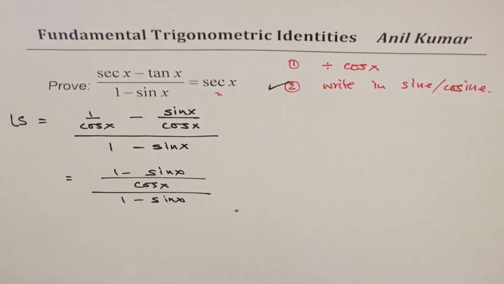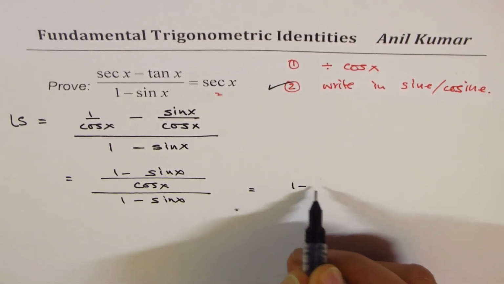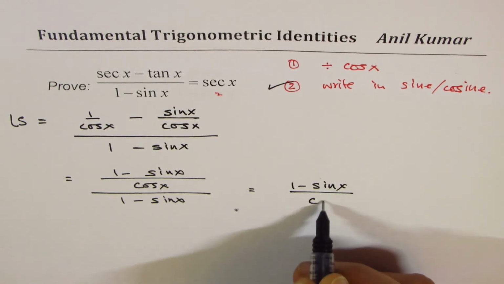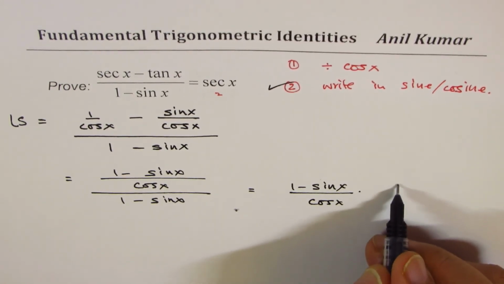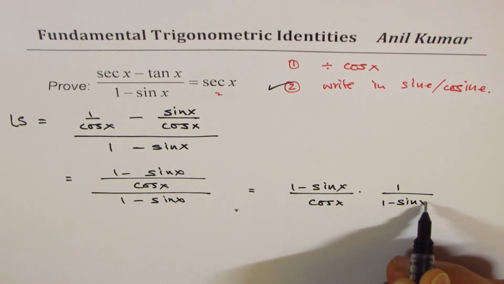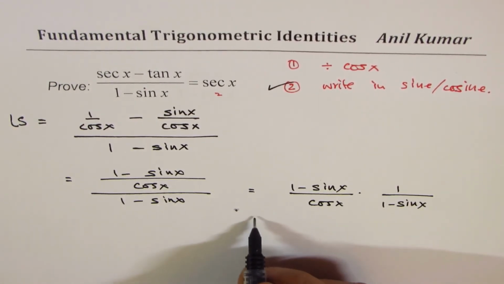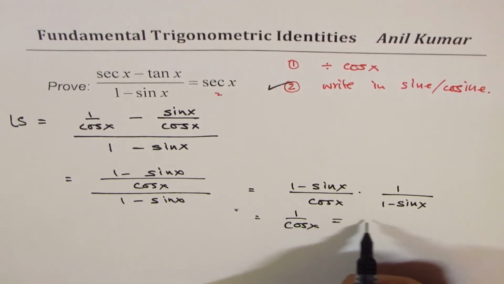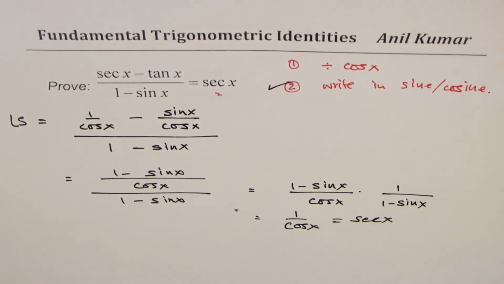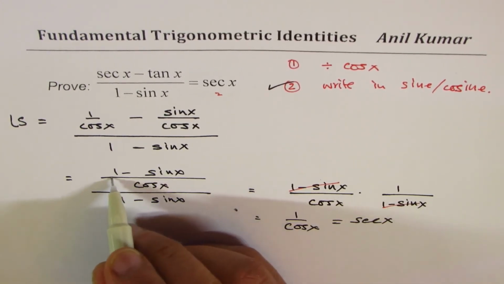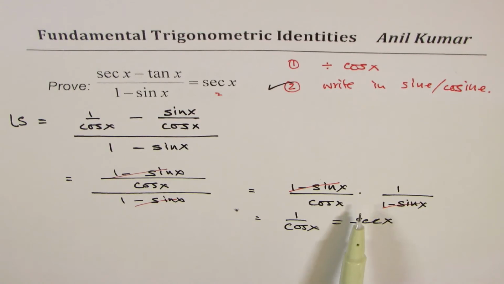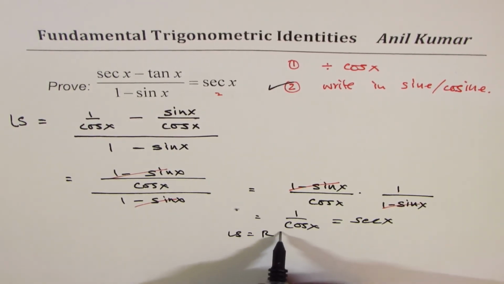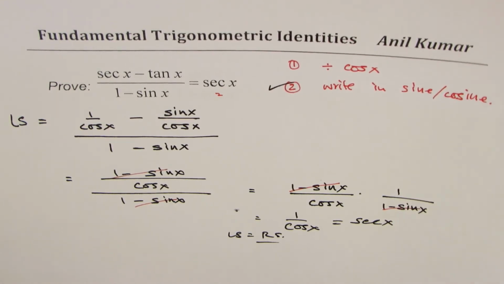Is it okay? So now, clearly, you could write this as equal to 1 minus sin x over cos x times 1 over 1 minus sin x, correct? 1 minus sin x, 1 minus sin x cancel. You get 1 over cos x, which is secant x. Is that clear? So this cancels. You could have cancelled here also. But this is another way of writing division as multiplication by 1 over the same term. And you can prove that left side is equals to the right side, correct? So it could be done in 3 steps.